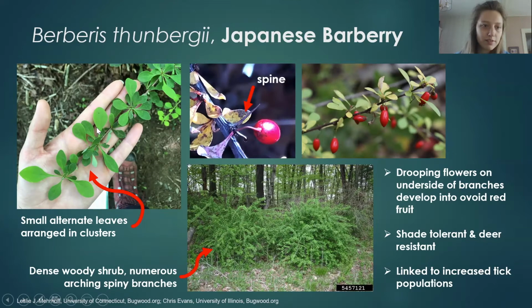All these little leaves are technically alternate, but really look like they're just gathered in little clusters on the top of the stems or the branches. And they'll have these flowers that hang down and then develop into these ovoid red fruit in fall. And these fruit also will stick on for a good part of the winter as well.